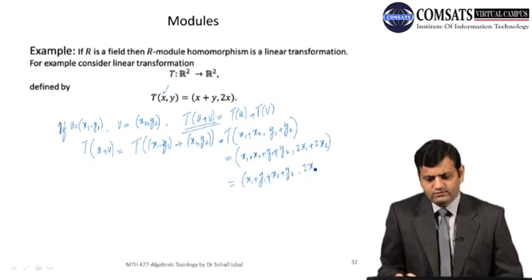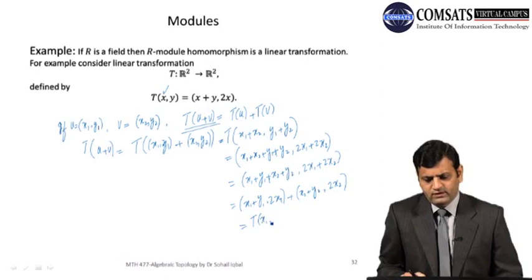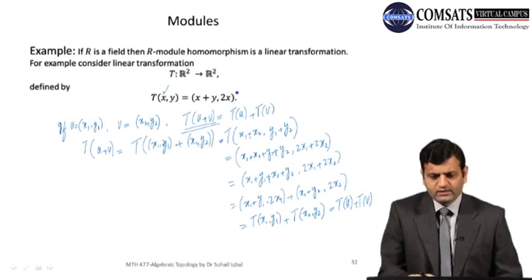and 2 into x1 plus 2 into x2. So I can write this down in the following way: (x1 + y1, 2x1 + x2 + y2, 2x2). So basically this is the image of T of (x1, y1) plus the image of T of (x2, y2). So basically this proves that T of u plus T of v, so this map T respects the operation of addition. So we can say that the first condition is satisfied.